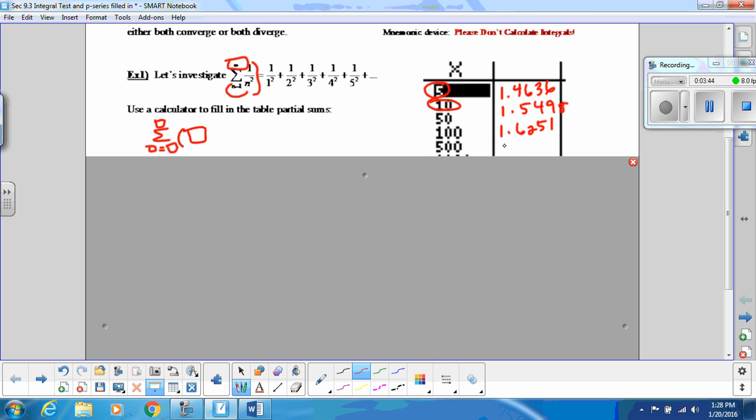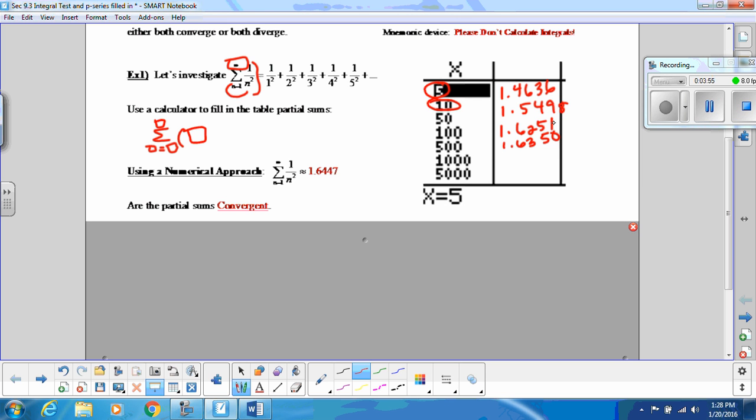For 100, I'm getting 1.6350. Let me move this down. The 500 is 1.6429. 1,000 is 1.6439, and then my 5,000 I have to write down here, 1.6447. Okay, so you can see that those partial sums are getting closer and closer to some number around 1.64.